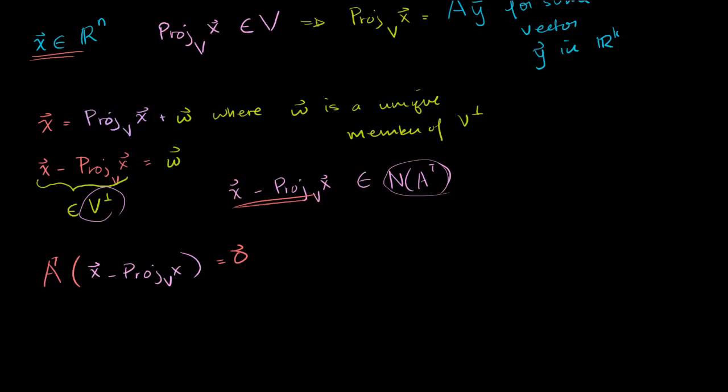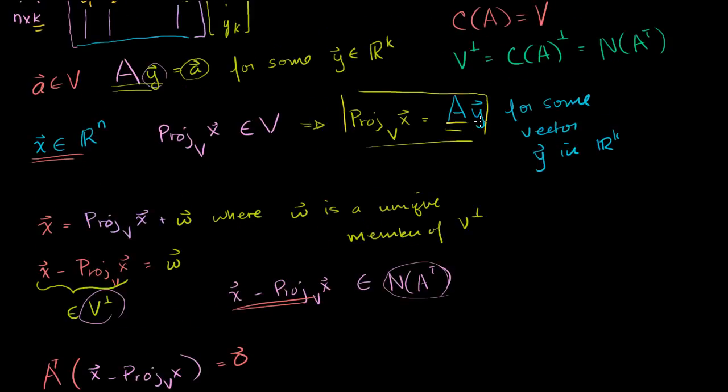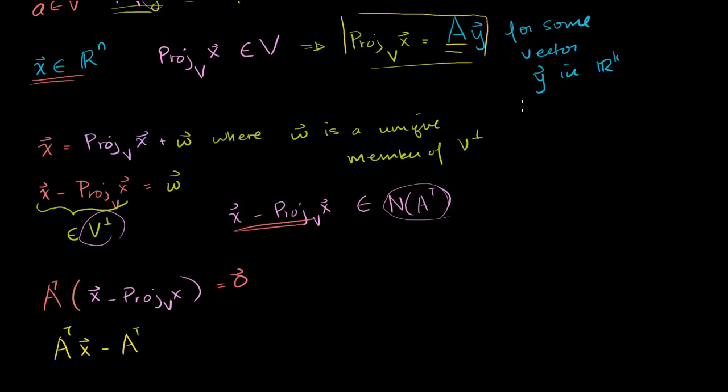So let's write this out a little bit more. Let's see if we can algebraically manipulate it a bit. If we distribute this matrix vector product, we get A transpose times the vector x minus A transpose times the projection. Actually, let me write it this way. Instead of keep writing the projection onto V of x, what did we say earlier in this video? We said that the projection of x onto V can be represented as the matrix product of the matrix A times some vector y in Rk. That's where we started off the video. So let me write it that way, because that's going to simplify our work a little bit.